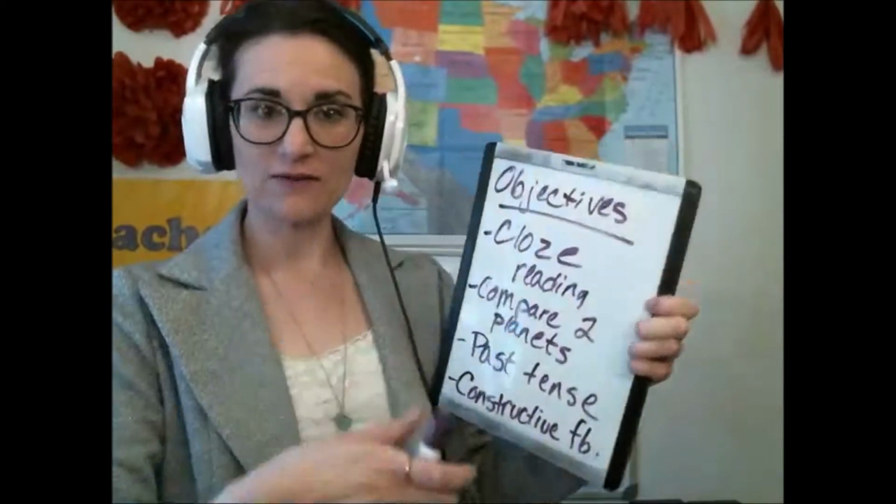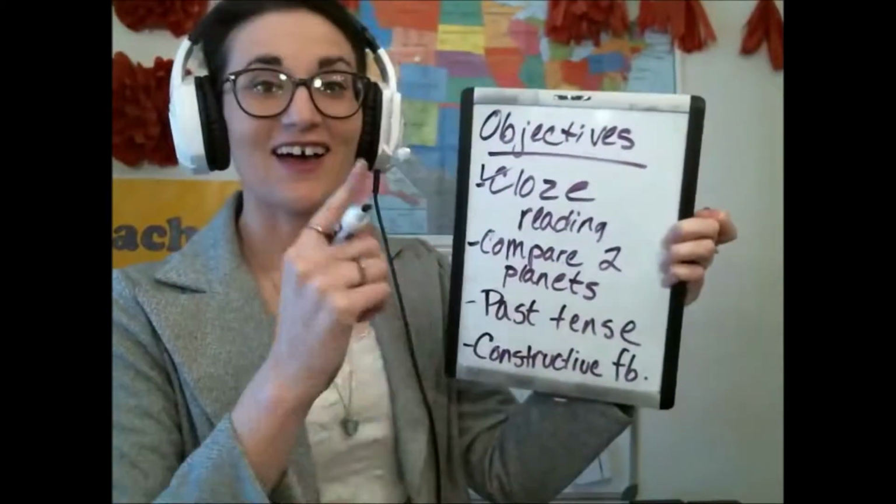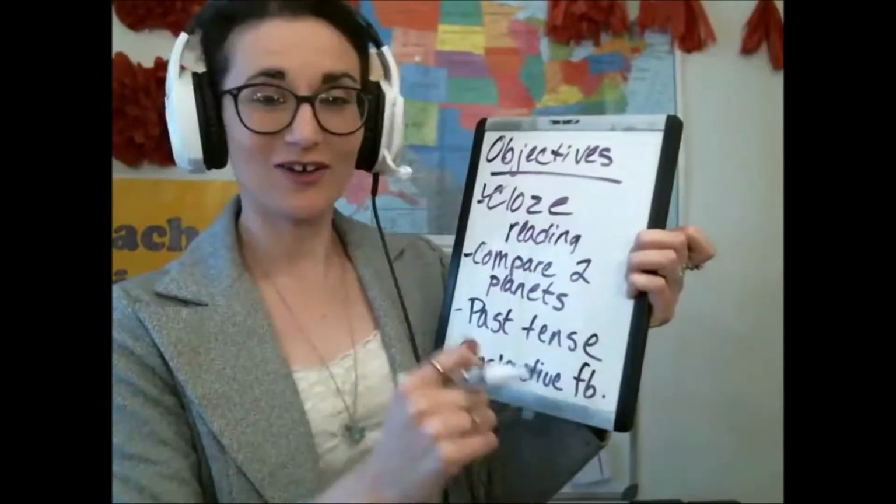Okay, so let's look at our objectives so far. We've done the closed reading, right? Okay. So what's next? Yes, Sean, we're going to compare two planets. We're going to write about two planets that you have visited.